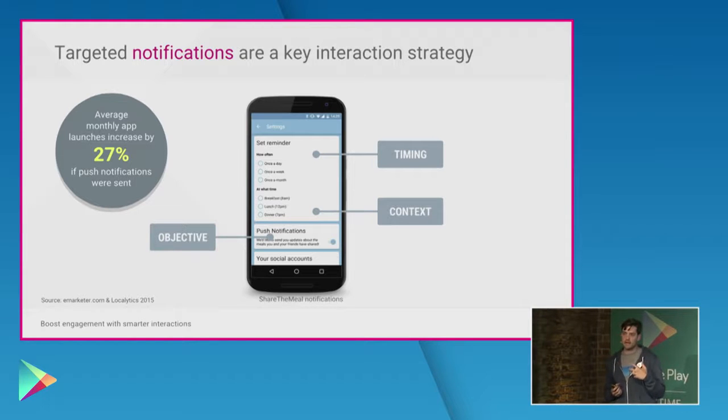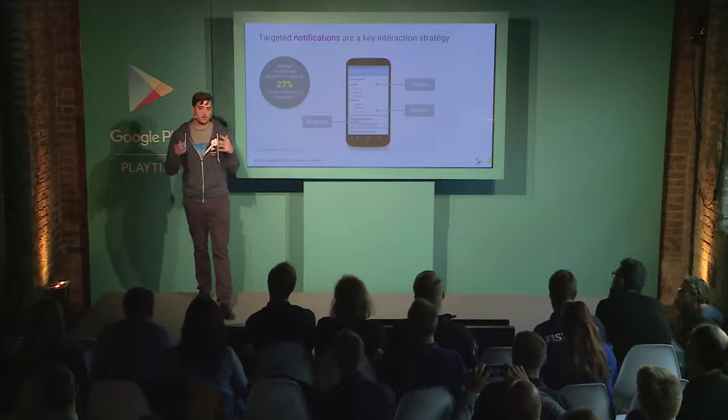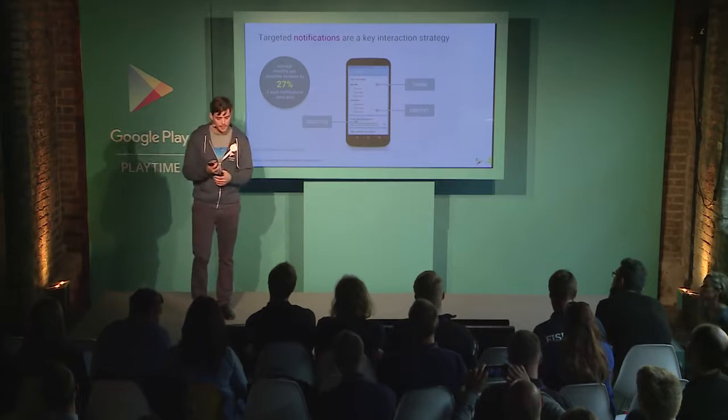But to really have a material impact on engagement, you need to ask yourself a couple of important questions to formulate your notification strategy. So you need to have a key objective. What this developer is doing, Share the Meal, the key objective is to solicit a donation. So when they send you a notification, they want you to go into the app and donate.